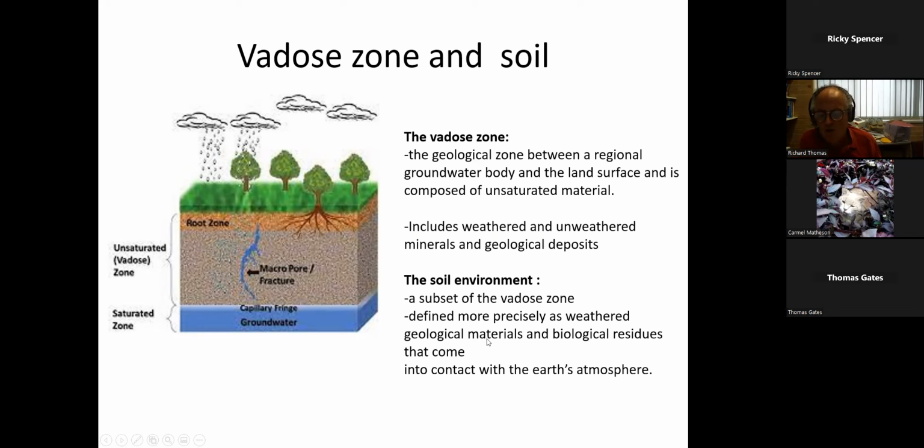It's a weathered geological material, and into it you put biological residues, which I've already talked about, but it can also be manure. All of the products that we put in there, the decomposing plant life and the decomposing animal life too, these biological residues then stick inside this open structure and they come in contact with the Earth atmosphere.